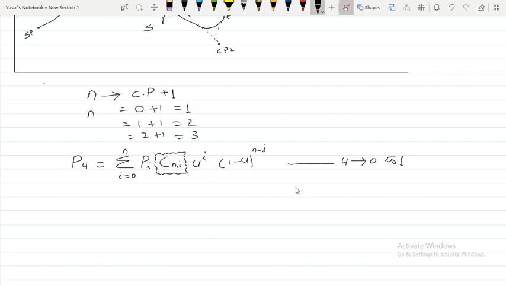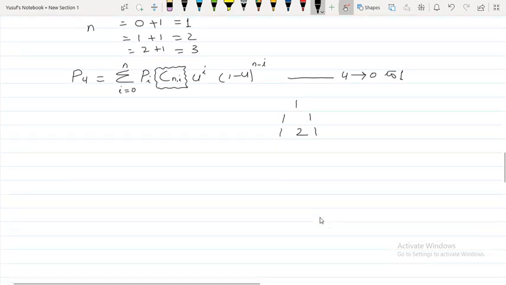For example, the Pascal triangle will be 1, then 1, 1, or 1, 2, 1. This is a Pascal triangle. Or we can write 1, 3, 3, 1, and 1, 4, 6, 4, 1. It is a Pascal triangle, and by using the Pascal triangle, we can choose the constant number.